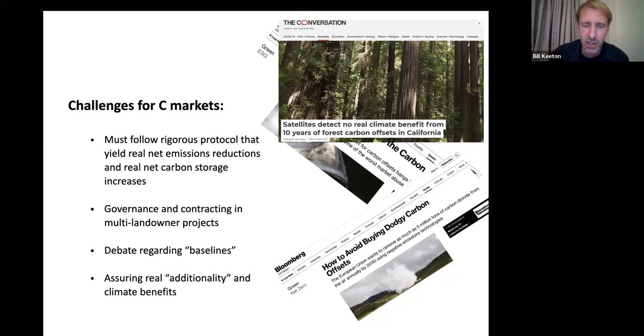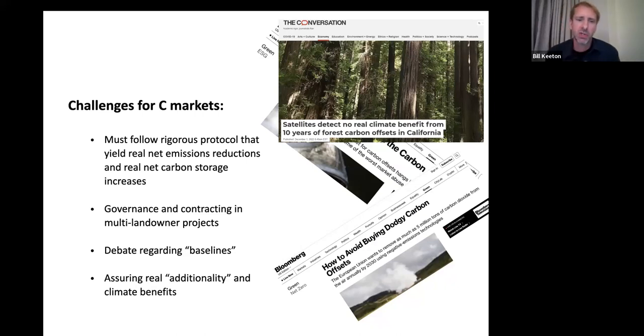I'm also cognizant of the fact that there's a lot of debate around carbon projects right now and a lot of skepticism. You've probably seen the Bloomberg articles and this one published just a week or two ago in The Conversation, criticizing baselines that are used in the voluntary market system, making the argument that even though we're paying landowners a lot for these offsets, they might not be yielding actual increases in carbon storage on the landscape, and therefore the climate benefit may not be clear.